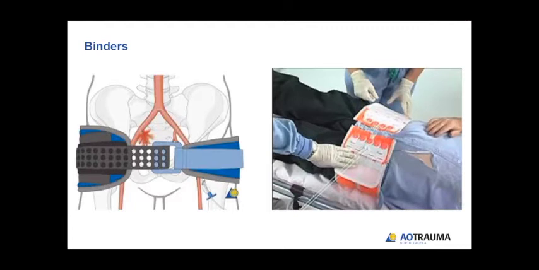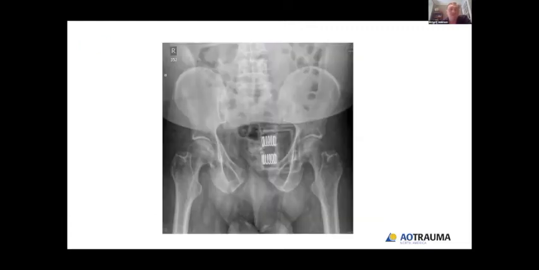And just a point on how these are applied. It's quite important to remember that the greater trochanters are the position where they need to be centered. So the green arrow is pointing to where the binder is basically pushing on the hips to collapse the pelvis back to a normal volume via the hip joints. And it shouldn't be centered on the iliac wings because that will be ineffective and also tend to slip up and around to the patient's abdomen and not be very effective. So don't do that.